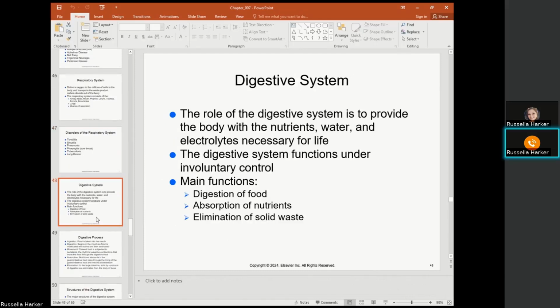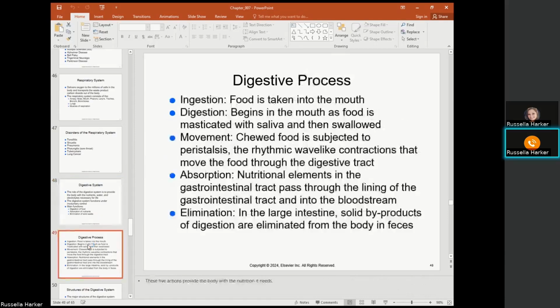In the digestive system, the role of the digestive system is to provide the body with nutrients, water, and electrolytes necessary for life. The digestive system functions under involuntary control. Its main function is to digest food, absorb the nutrients from that food, and eliminate the solid waste from that food. The digestive process goes from ingestion, which is when food is taken into the mouth.